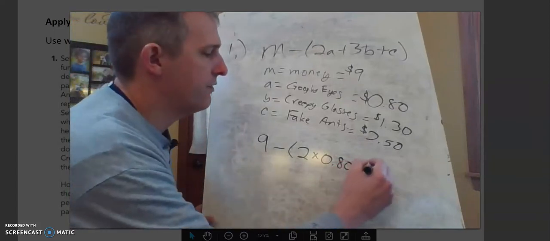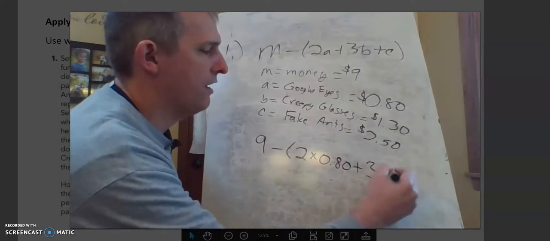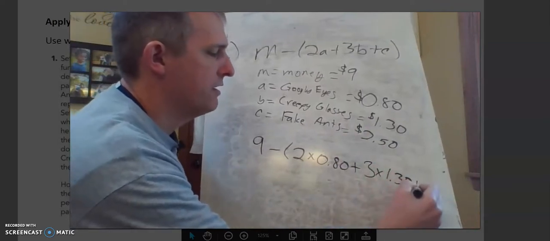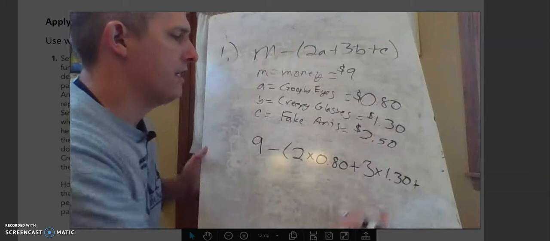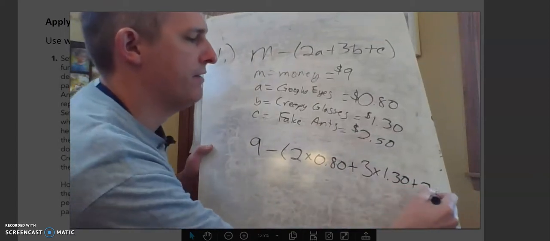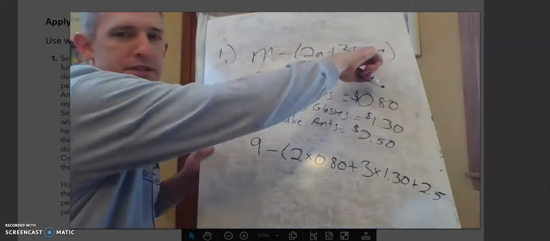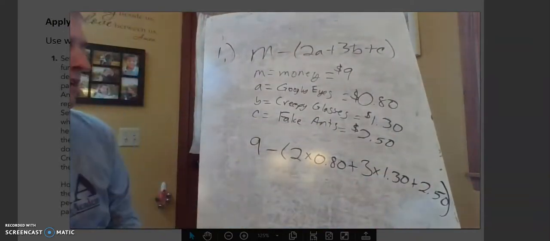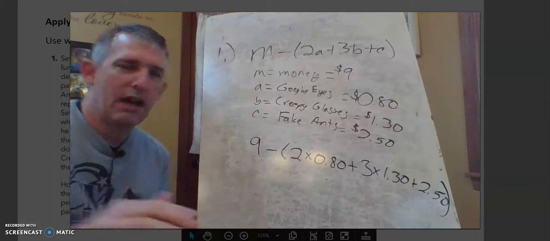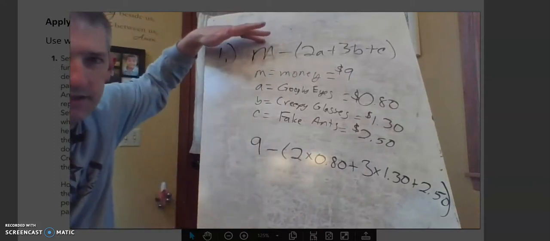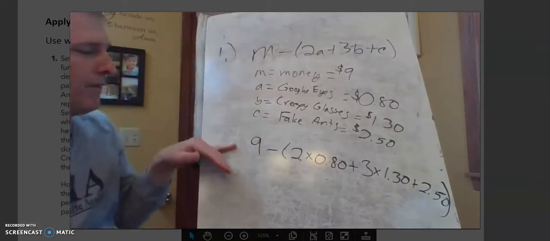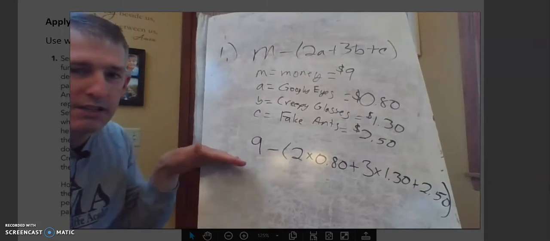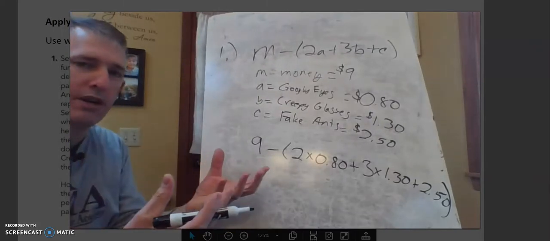And then 3 times the $1.30 plus, I'm running out of room, 1 pack of ants. Notice there's no number in front of C, so I'm not multiplying the 2.50 by anything. Then I'm closing it off. Now notice, up here we had an algebraic expression, because there are variables in there. Now we don't. This is a numeric expression because we put numbers in for all the variables.